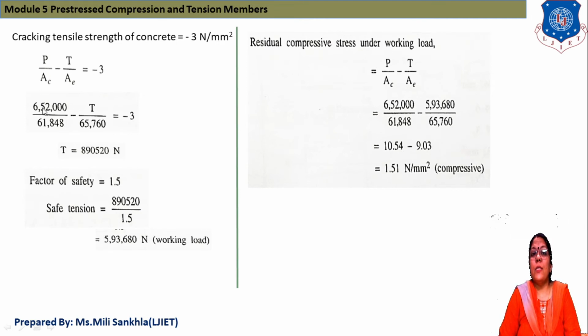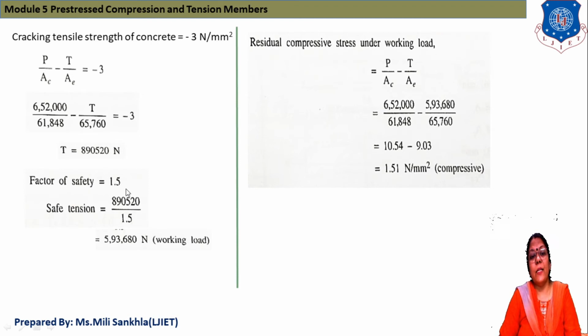P is equal to 6,52,000. Area of concrete is equal to 61,848. Minus T, that is our external load, which we find out here, and the equivalent area AE is equal to 65,760, is equal to minus 3. Then T, our external load T, is equal to 8,90,520 Newton.